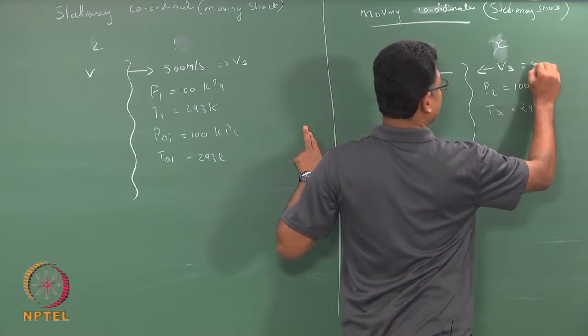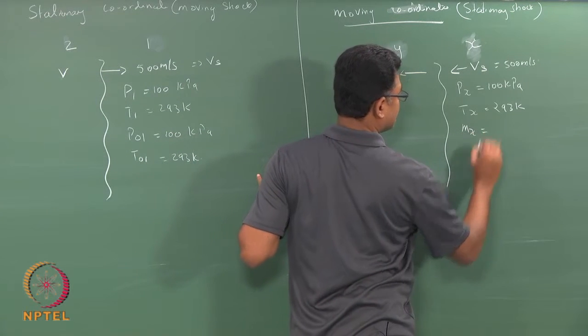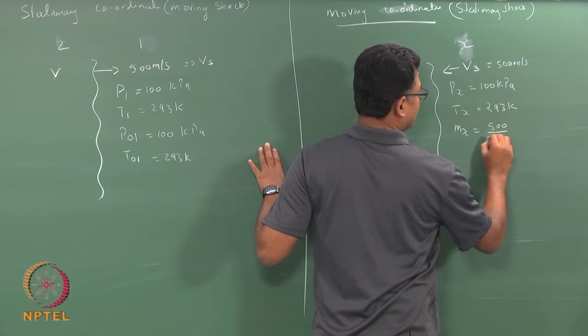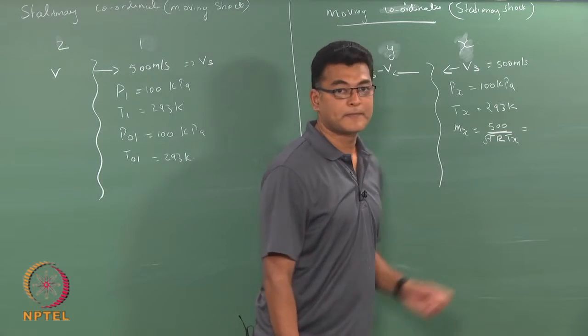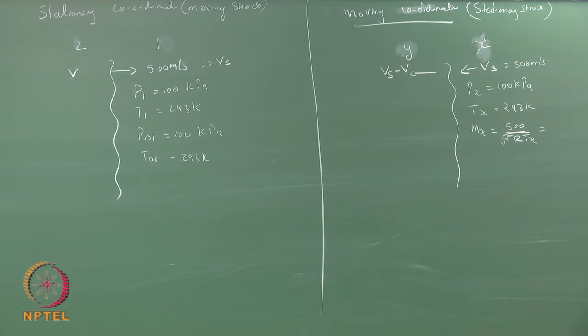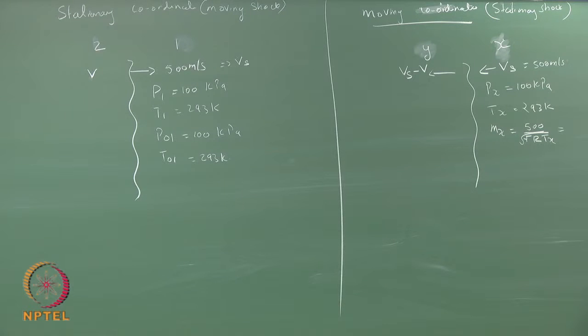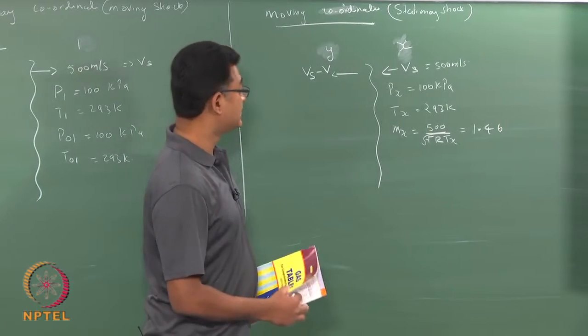Vs we know as 500 meters per second. So my Mx is Vs by Ax, which is 500 by square root of gamma R Tx, which is 1.46. Okay. So this is a stationary shock wave.